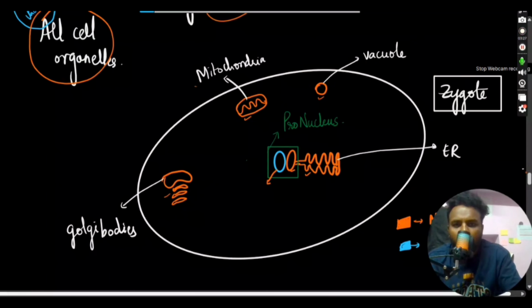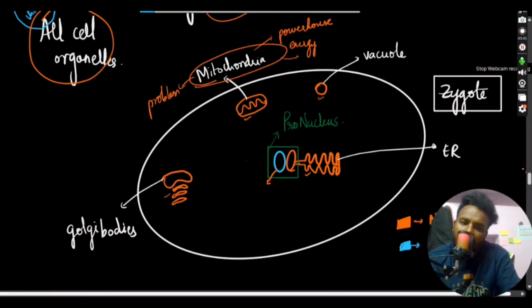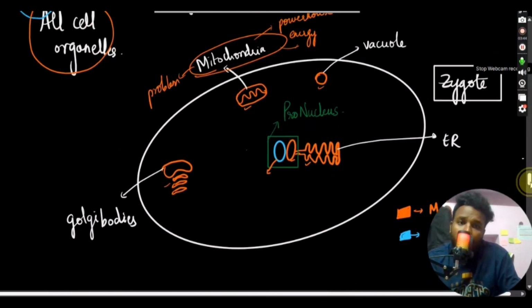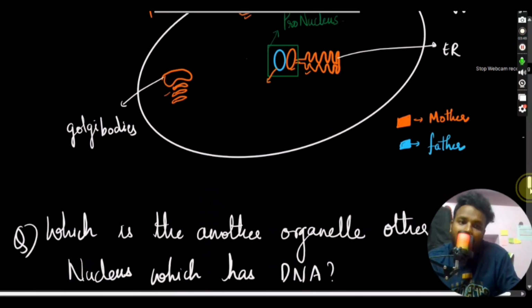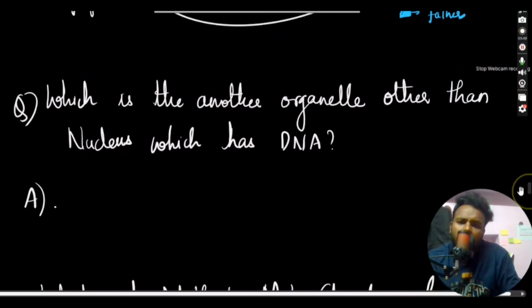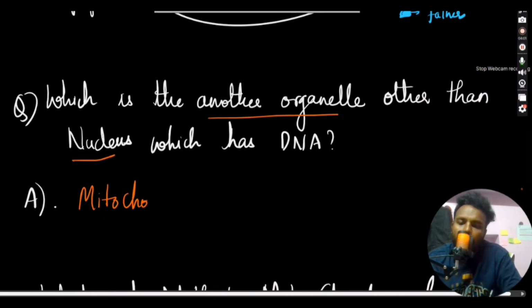So what if the mitochondria of the mother has some defect or problem? Mitochondria is also called the powerhouse, right? Powerhouse for what? Powerhouse for everything. It provides energy for every function. There is a question here: which other organelle, other than the nucleus, has DNA? It is none other than mitochondria, right?